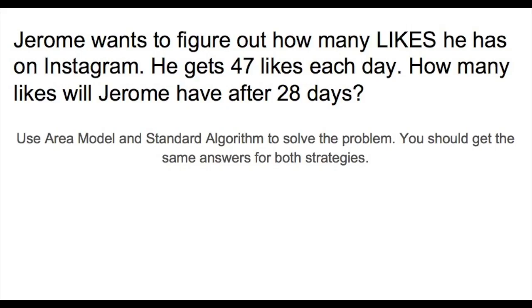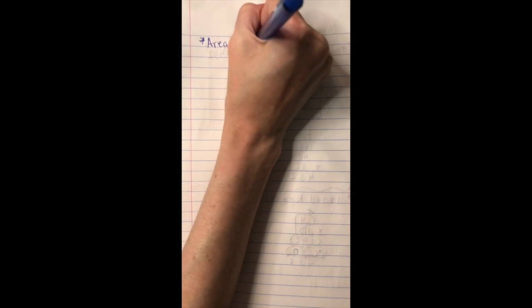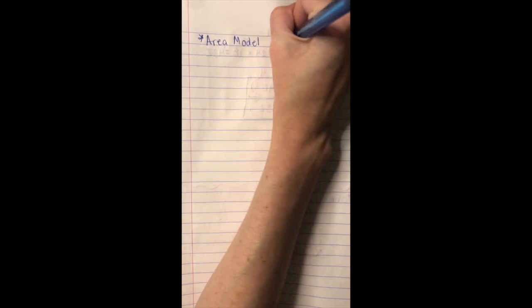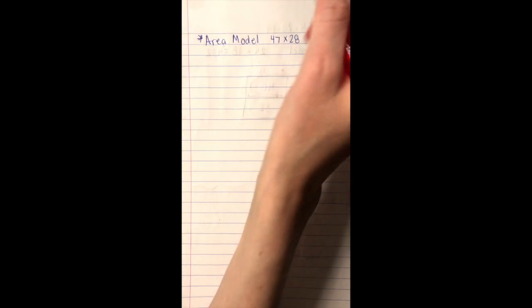Okay, next problem. Jerome wants to figure out how many likes he has on Instagram. He gets 47 likes each day. How many likes will Jerome have after 28 days? All right, this guy's pretty popular. Let's see how many likes he gets in 28 days. So what's going to happen here is I'm going to set up the problem for you. I'm going to set up the area model and I'm going to set up the standard algorithm. You all are going to solve it on your own. And you are going to tell me the answer to it in the comments of this video.